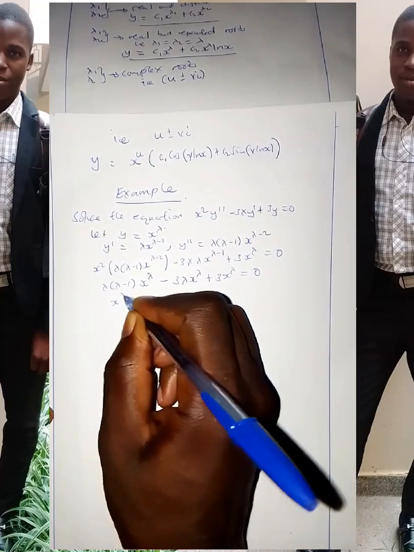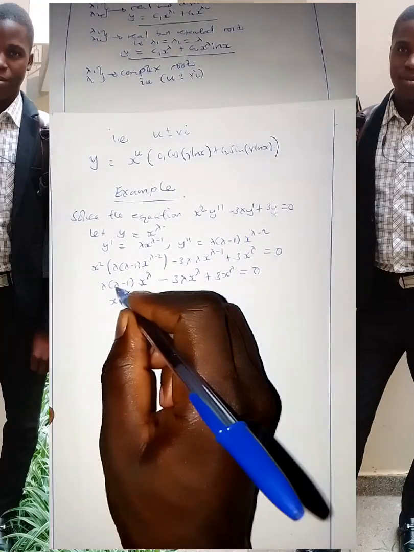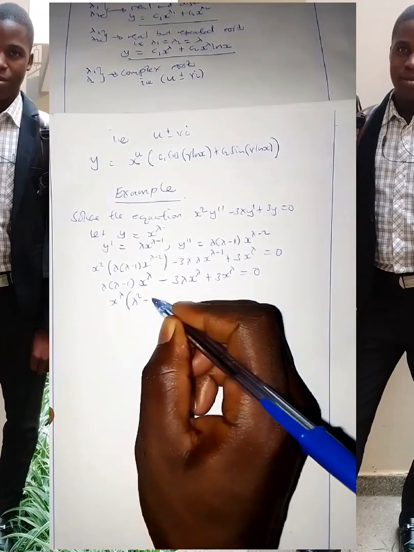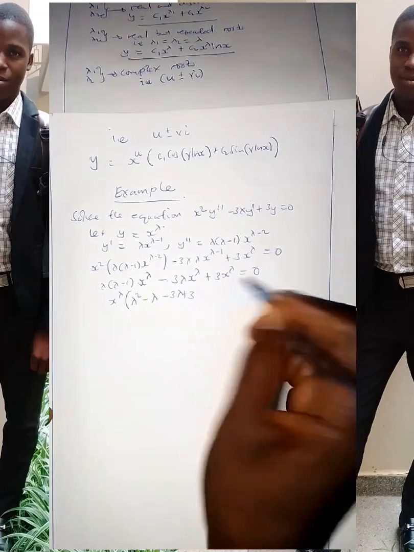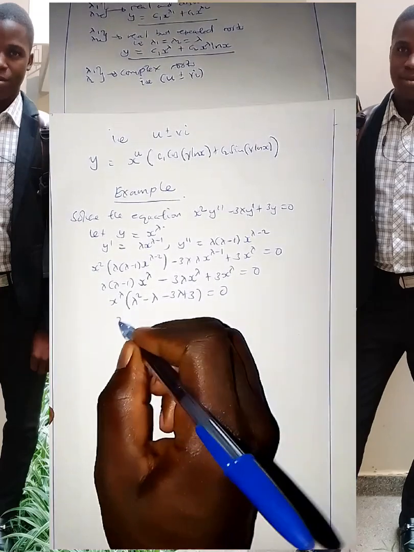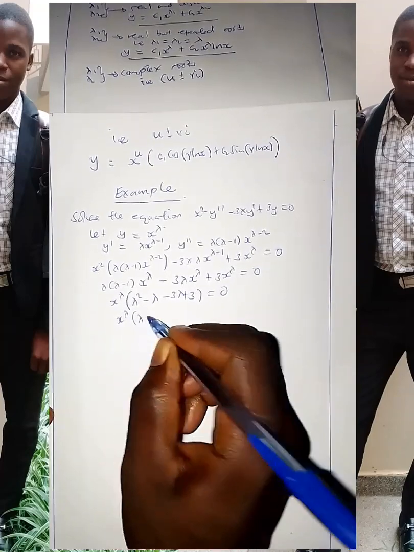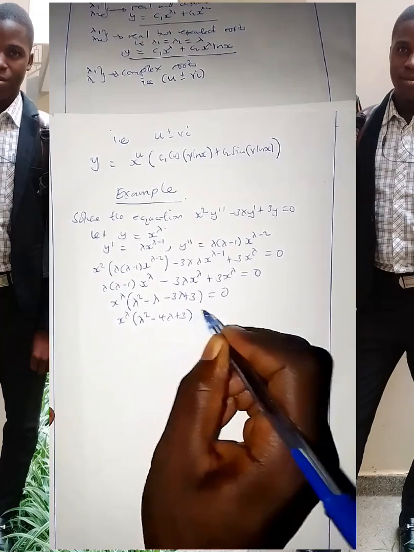You pull out the common factor here, which is x to the lambda. So we shall remain with lambda squared minus lambda minus 3 lambda, then plus 3, and this is equal to 0. So I can have x to the lambda, then lambda squared minus 4 lambda, then plus 3 equals 0.